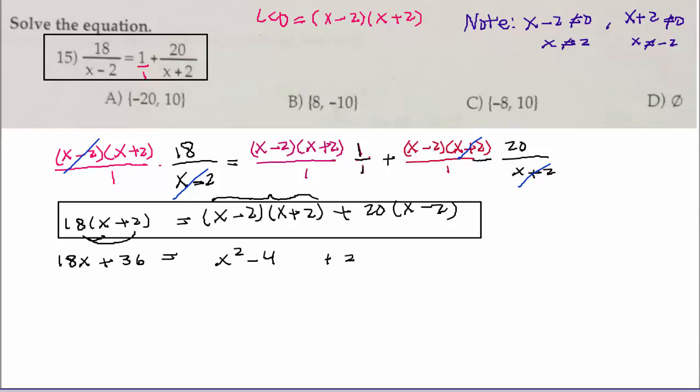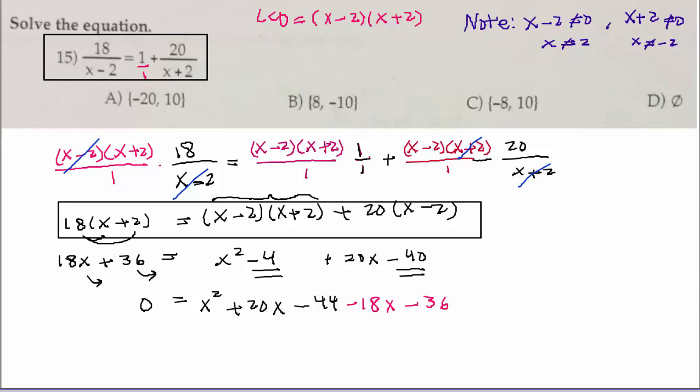Let's combine like terms. Do you have anything I can combine at the right-hand side? What do I get if I combine the numbers on the right-hand side? Negative 44. And what if I move both of these to the right and make this 0, then on the right-hand side I would get minus 18x. Does that make sense? Minus 36. I'm really subtracting 20x and 18x. So I want to make this a standard form so I can start working on factoring.